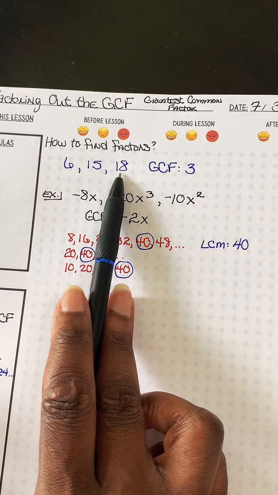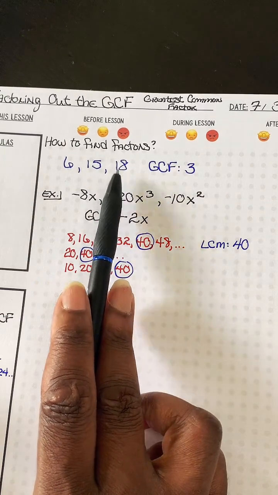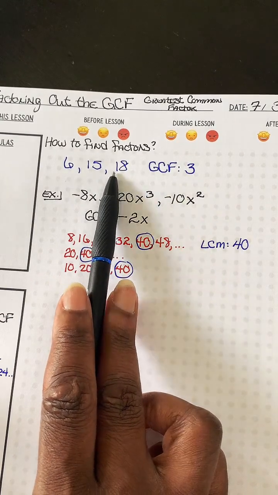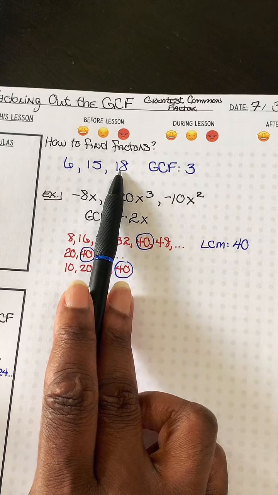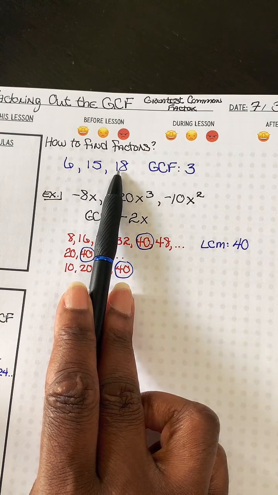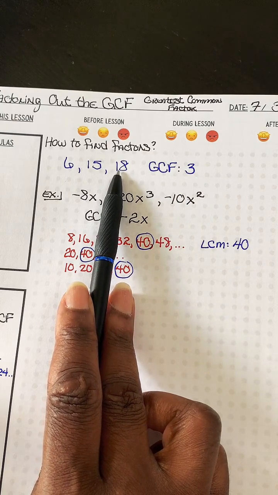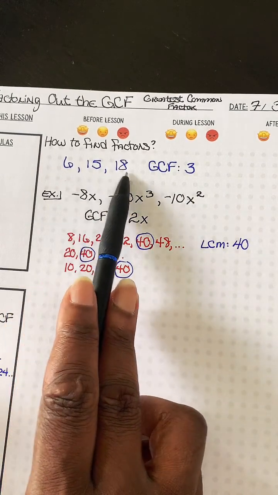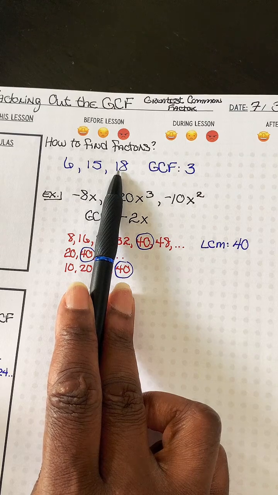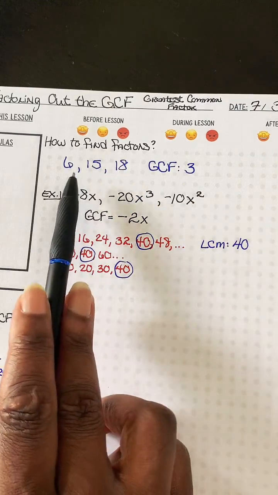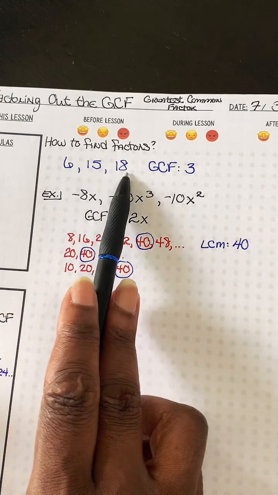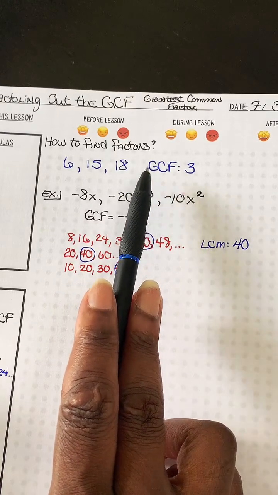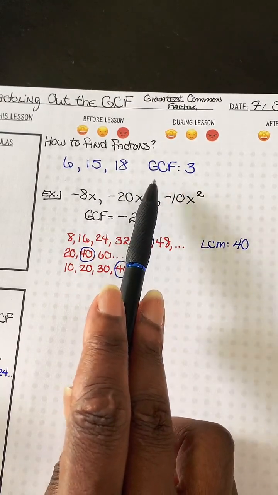For the 18, you'll see 18 in the 1 times table, the 2 times table, the 3 times table, the 6 times table, the 9 times table, and 18. I think I skipped one, but we're going to go with that. So you want to see which times table they have in common. That's what the GCF is.